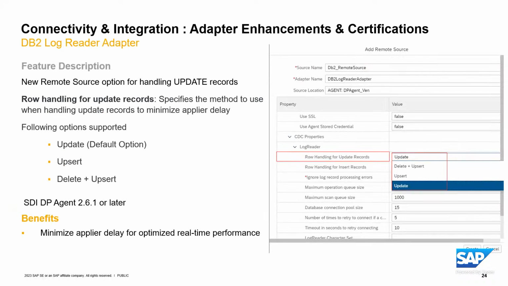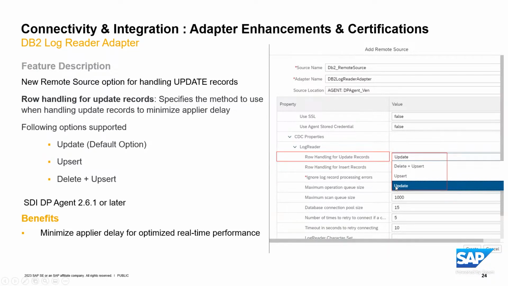The next enhancement is for the DB2 log reader adapter. With the DB2 log reader adapter, we added some remote source configuration parameters to minimize the applier delays for optimized real-time performance. We added this new remote source parameter for handling the update records. This parameter specifies the method to use when handling update records to minimize the applier delays in certain scenarios.